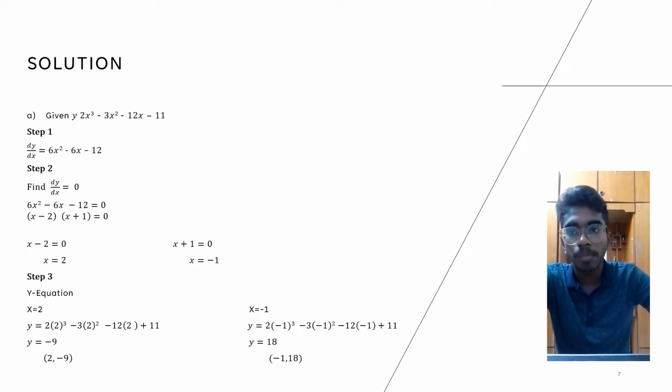In step 2, remember, we need to solve dy dx equals 0. In other words, we are looking for the values of x at which the derivative equals 0, since those will be the x coordinates of any stationary point this curve has. Now, using dy dx equals 6x squared minus 6x minus 12, solving dy dx equals 0 means we have to solve 6x squared minus 6x minus 12 equals 0.